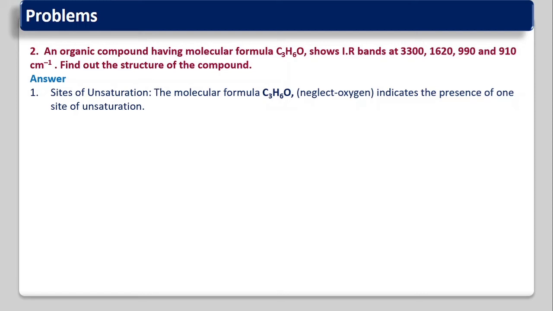So our compound may contain one ring, or our compound may contain one double bond. That is the information you get from the sites of unsaturation, and we have to write like that. If there is one site of unsaturation, our compound may contain one double bond, that may be a carbon-carbon double bond or a carbon-oxygen double bond, or our compound may contain one ring.